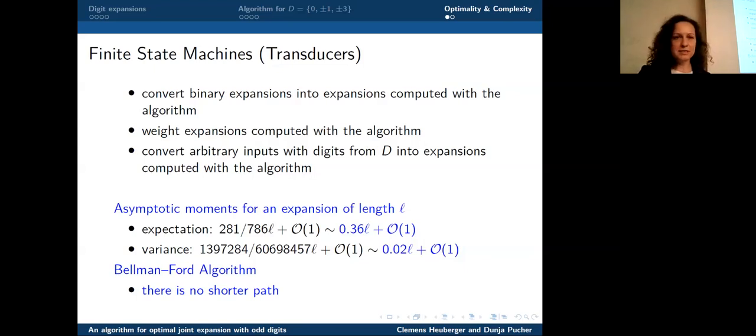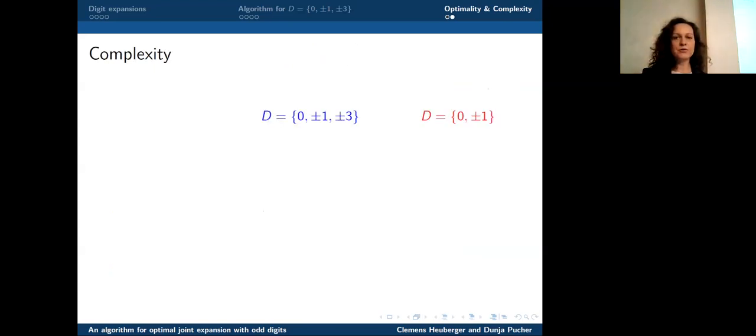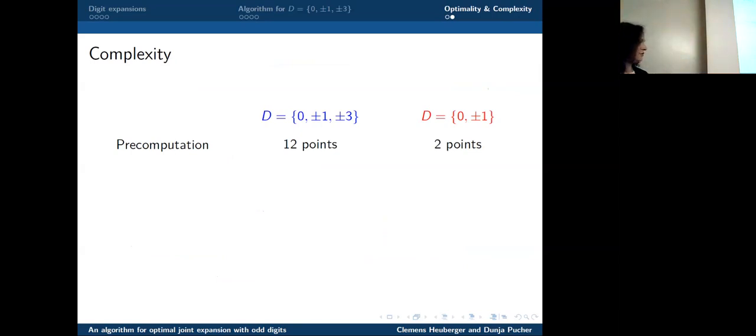Okay, and now how complex is this algorithm? So we compare it with existing algorithms for the digit set 0, plus minus 1. So we have to pre-compute some points because we would like to use the Strauss algorithm. So we have to pre-compute 12 points. If you remember, before for binary, we had to pre-compute P plus Q. So when we have our digit set, there are altogether 12 points we have to pre-compute. And for the digit set 0, plus minus 1, there are 2 points. So, okay, we need 10 points more.